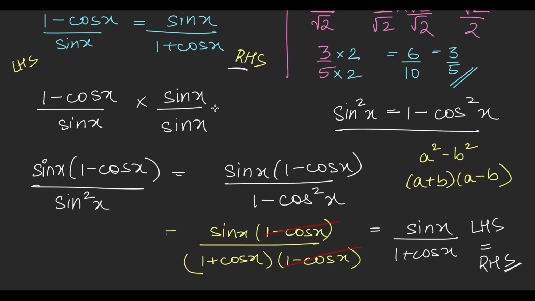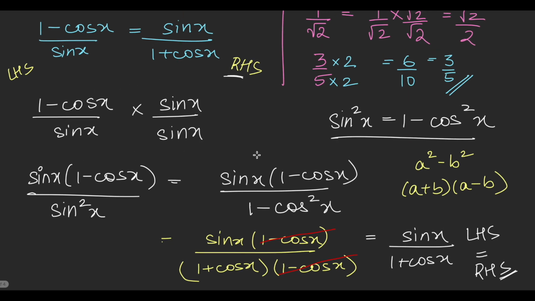Then in order to rationalize, we will multiply both our numerator and denominator with the same trigonometric identity. So 1 minus cos x upon sin x was multiplied with sin x in the numerator and sin x in the denominator as well. Now again we go back to our equation that we have to prove. Now again we go back to our RHS.